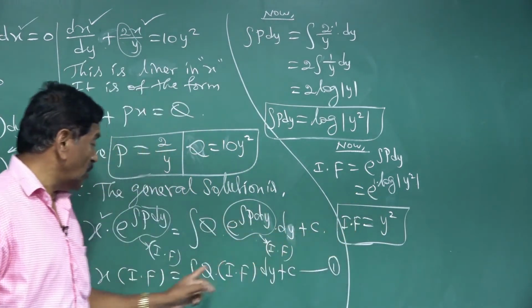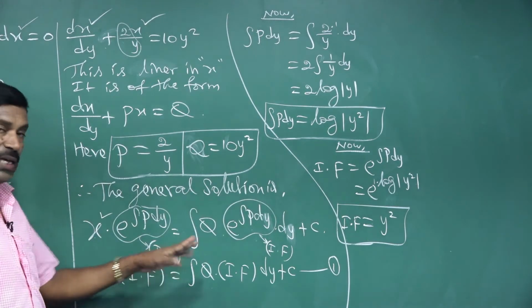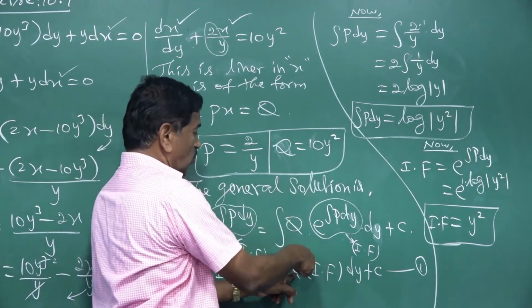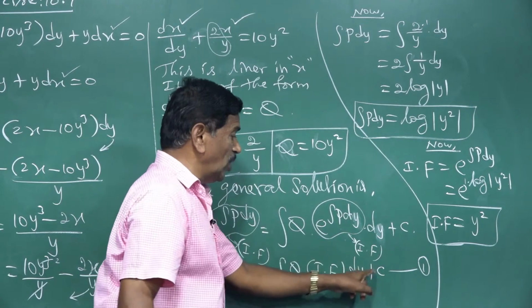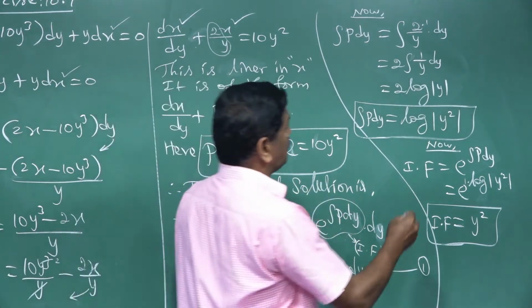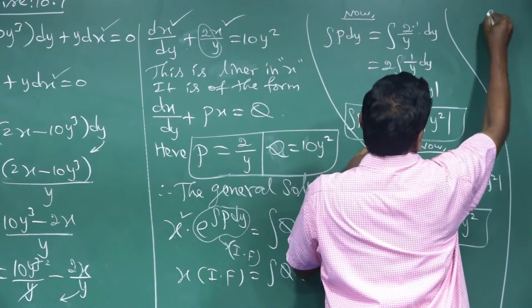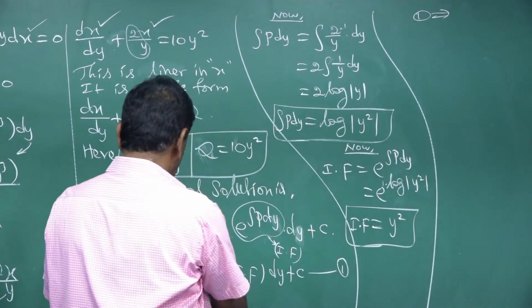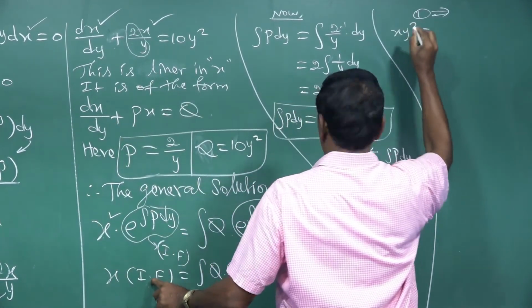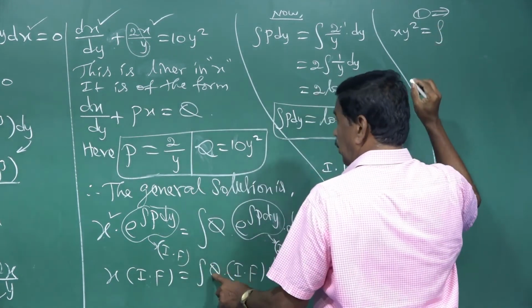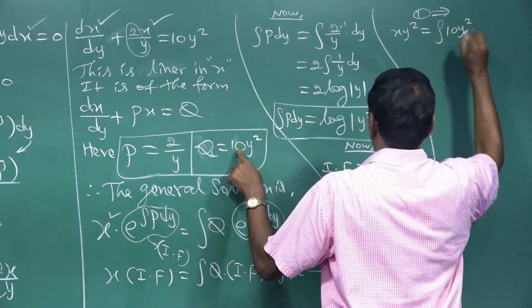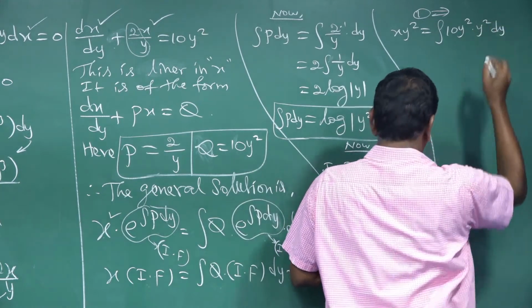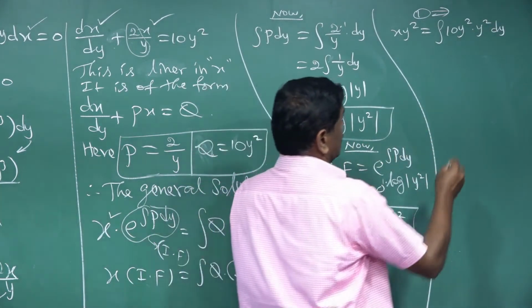Now substitute the integrating factor equal to y square in the first equation. We get x into y square is equal to integral q, where q is equal to 10y square, into the integrating factor y square, into dy plus c. Now the calculation is very simple. In the first equation, x into the integrating factor, which is y square, so x into y square is equal to integral q, where q is 10y square, into the integrating factor y square, into dy plus constant c.